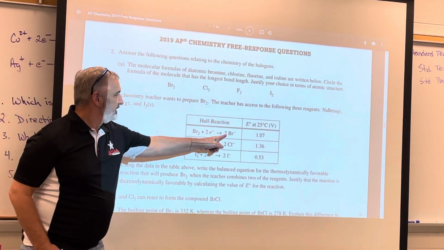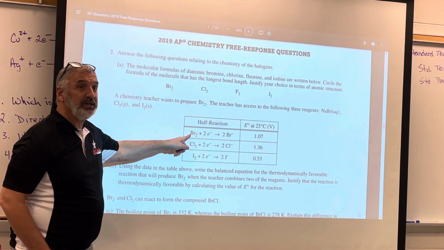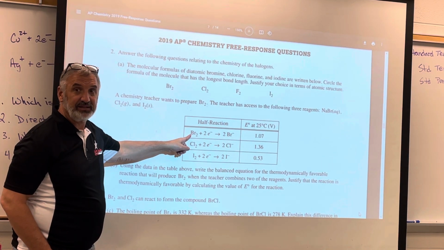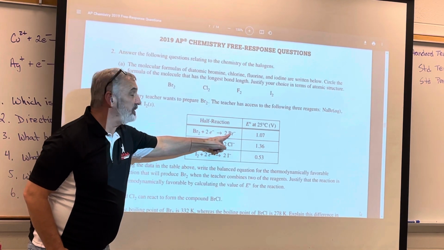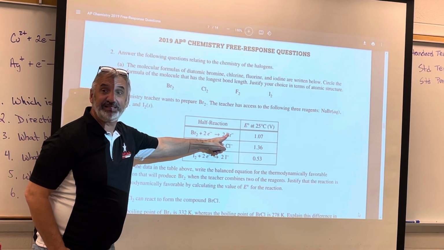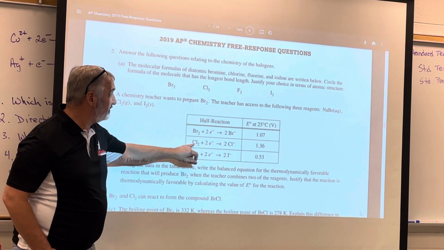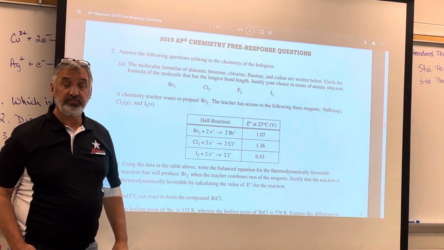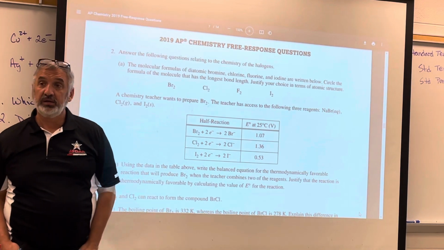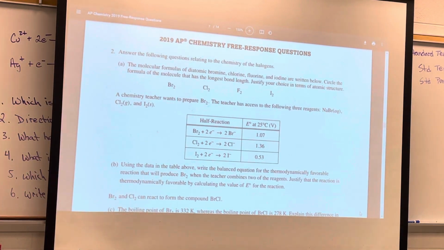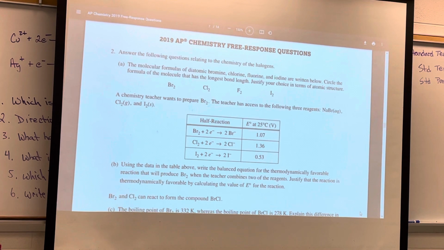So what does that mean about that? It's going to be negative. If I want to go this way, am I being reduced or oxidized? Oxidized. I want the Br minus to be oxidized. And which one of these two then do I pick? Cl2. Why? Good question, because the E cell. How do we know which one's going to be reduced, which one's going to be oxidized? The bigger one.